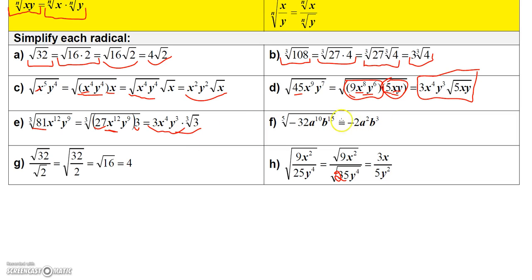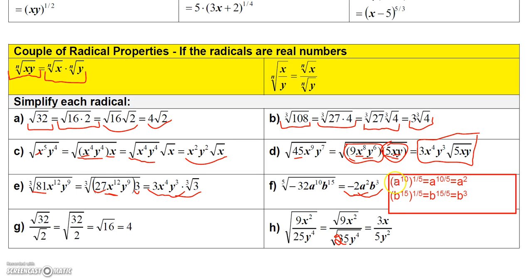Okay? Now this one, I can take the fifth root of negative 32, as we saw earlier, and that's going to be negative 2. And then if you take the fifth root of a to the 10th, that's actually going to be a squared. And then if you take the fifth root of b to the 15th, that's going to be b cubed. Now I'll show you a way you can figure these out, how I'm getting this a squared and this b cubed here. Let me set it up for you.